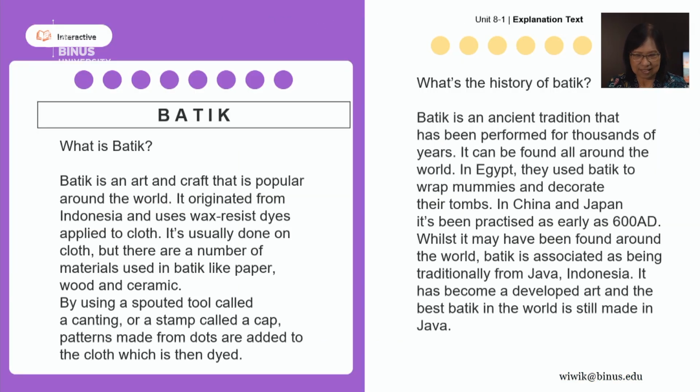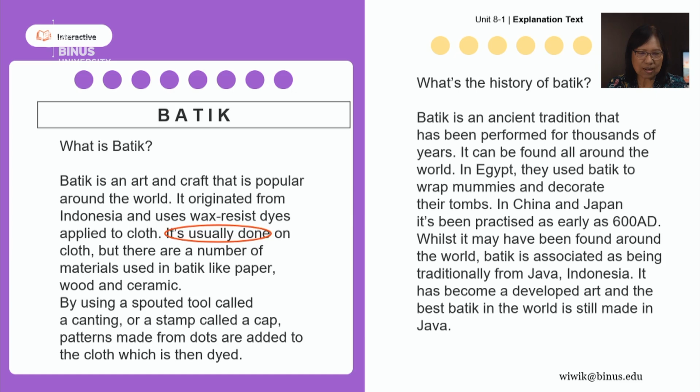So this is the reading text, and I'm sorry, it's rather long, but please pay attention to the text. Maybe you can notice that we use a certain pattern of sentence, a particular pattern. Please look at this one.